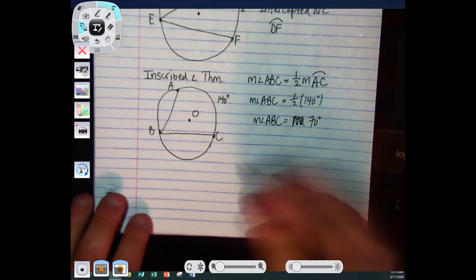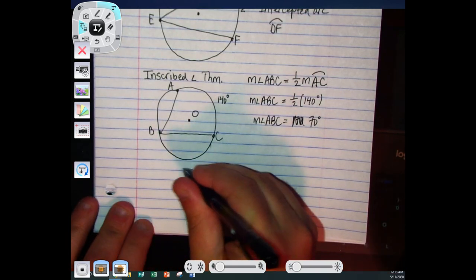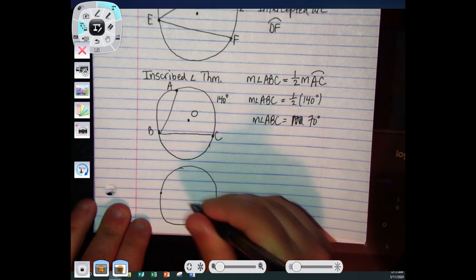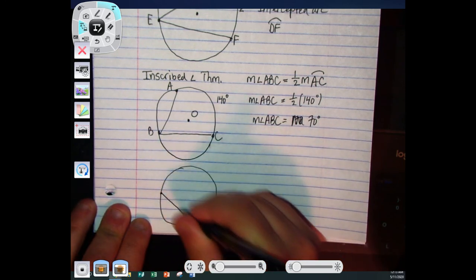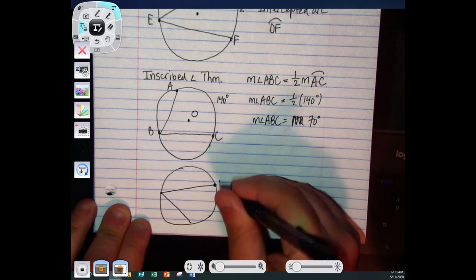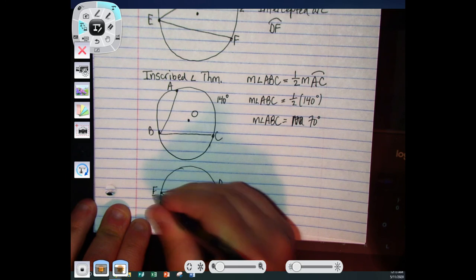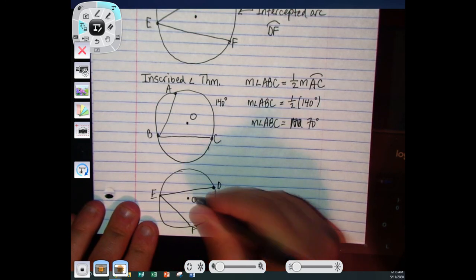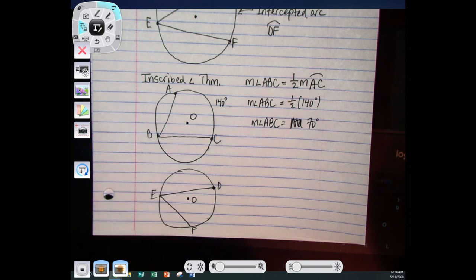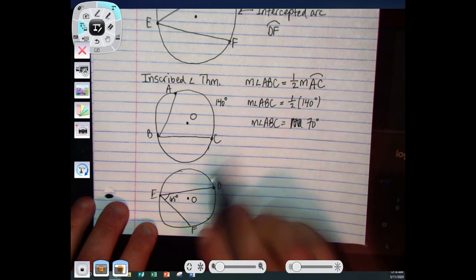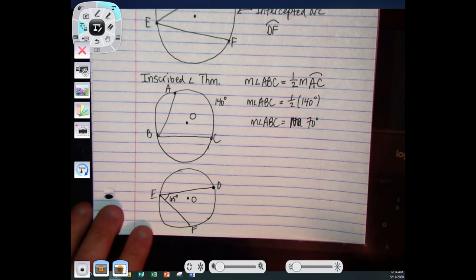Now, we can also work backwards from this. So in another example, let's say I give you DEF, and our center is here, so we know this is center O. And this time, let's say I tell you the measure of this angle is 65 degrees, and I want you to find the measure of arc DF.